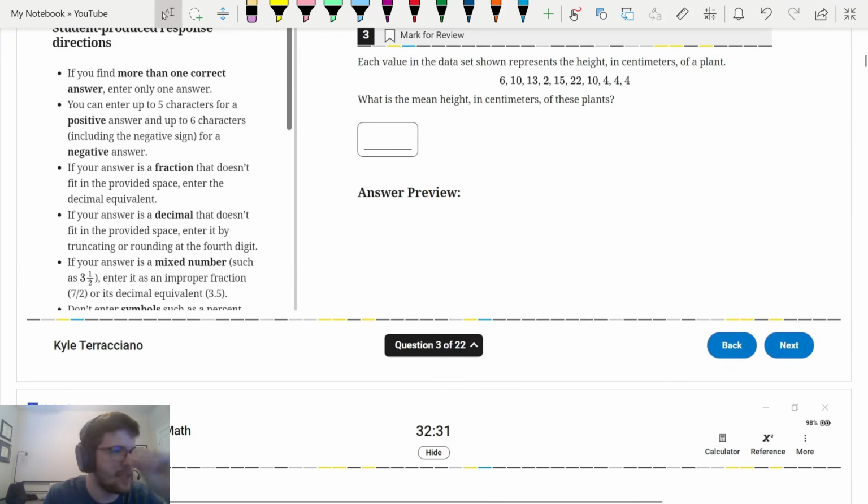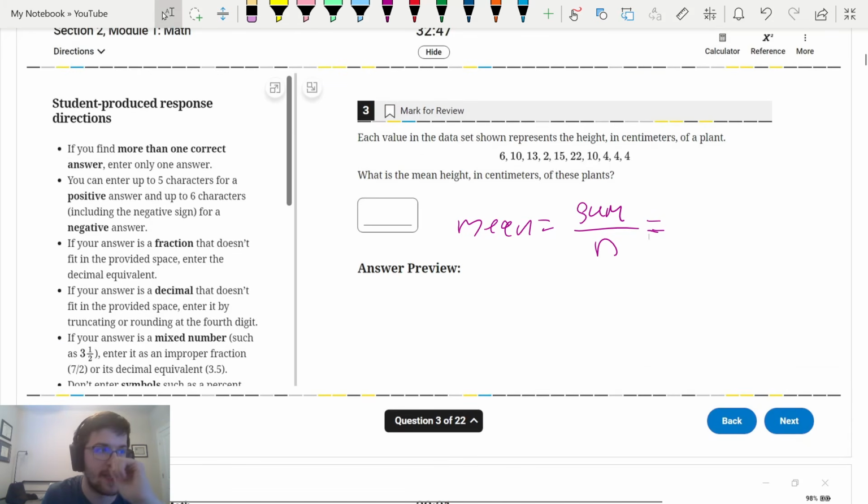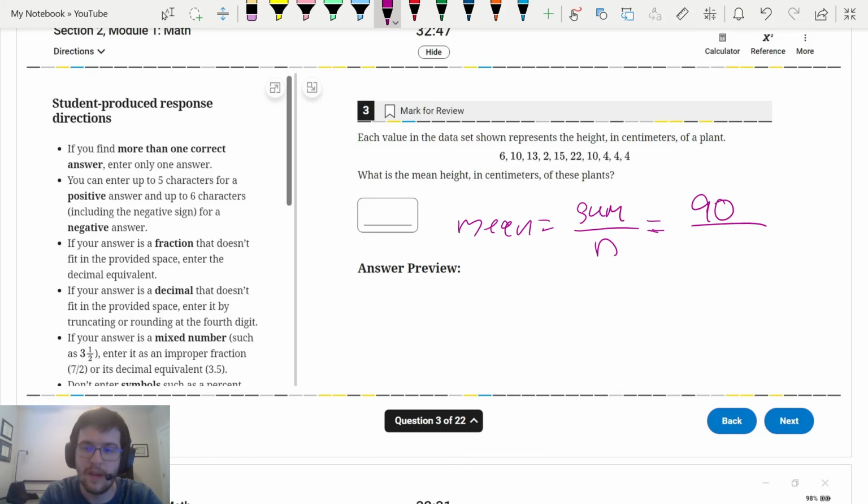This one's asking us for the mean. Mean is just another word for average. Mean is sum divided by n. N is the number of data values you have, which we also call the sample size. Sum is just the sum. So we add up all the numbers on our calculator: 6 plus 10 plus 13 plus 2 plus 15 plus 22 plus 10 plus 4 plus 4 plus 4. And we get 90. N is the number of data points, so for this one, you just count them. There are 10. 90 divided by 10 is 9. So the mean is 9.